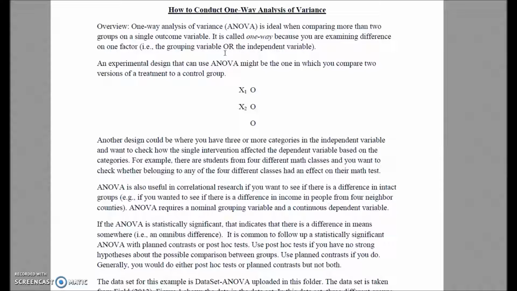Let me take an example and explain it to you. For example, we are looking at math achievement, okay? And our grouping variable is grade level. We are looking at 4th grade, 5th grade, 6th grade, 7th grade. So you have 4 groups, but I only have one independent variable, which is my grade level, okay? So if I have my grade level, I can say my groups are 0, 1, 2, 3, but I only have one independent variable.